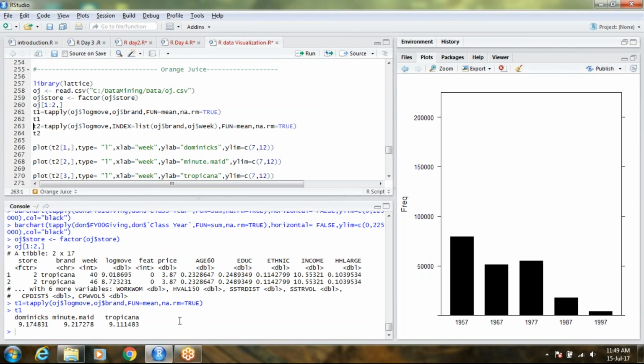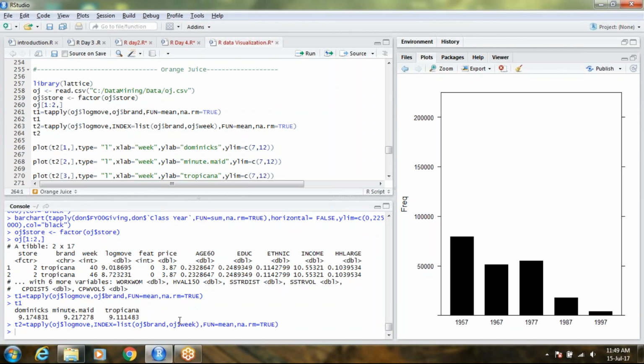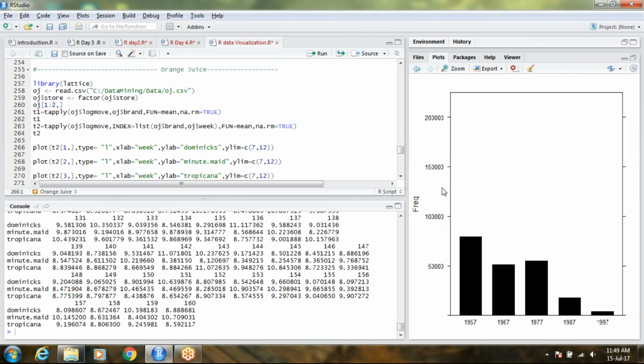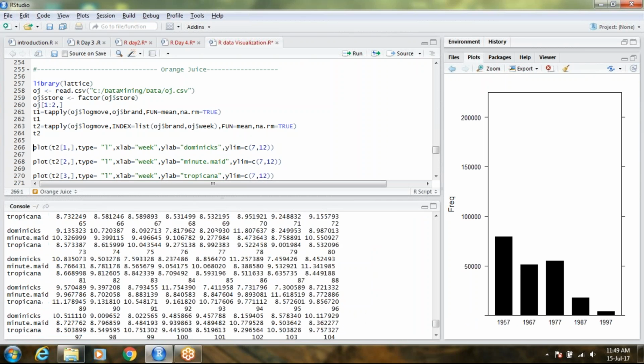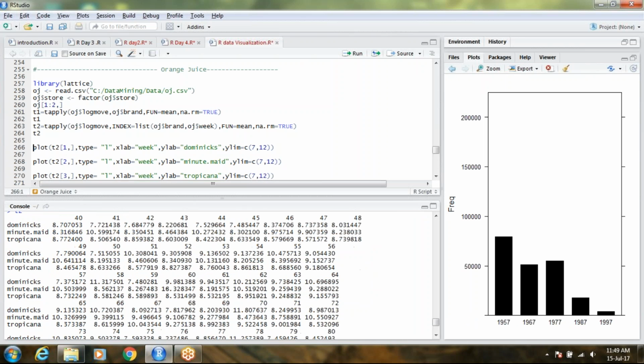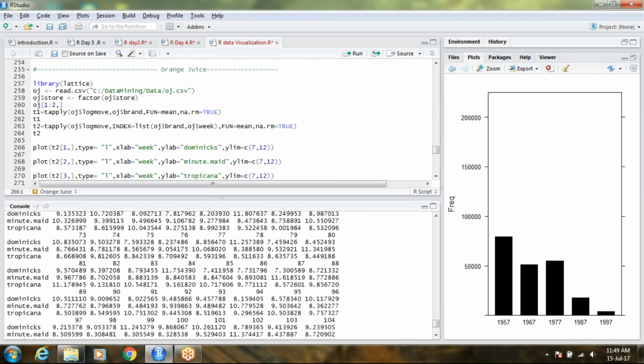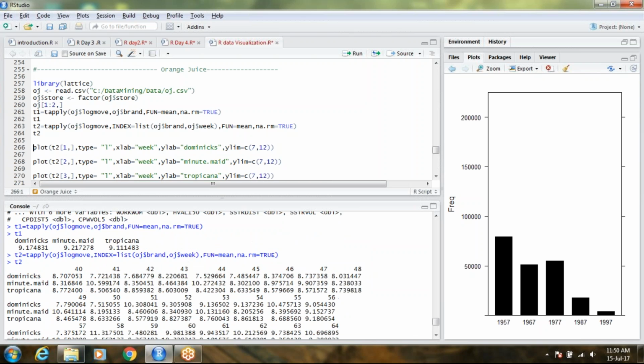And let us do it on week and brand level both at the same time. There I can see a lot more. It starts with the 40th week and goes till the 160th week. So there I have 120 weeks, and for every week I have different values of the mean for every brand.